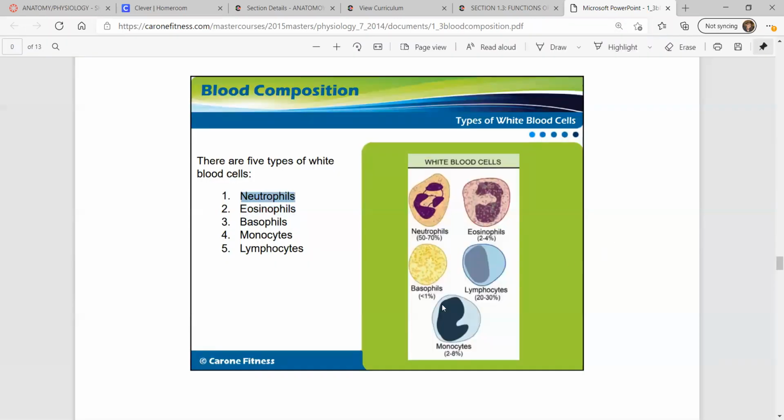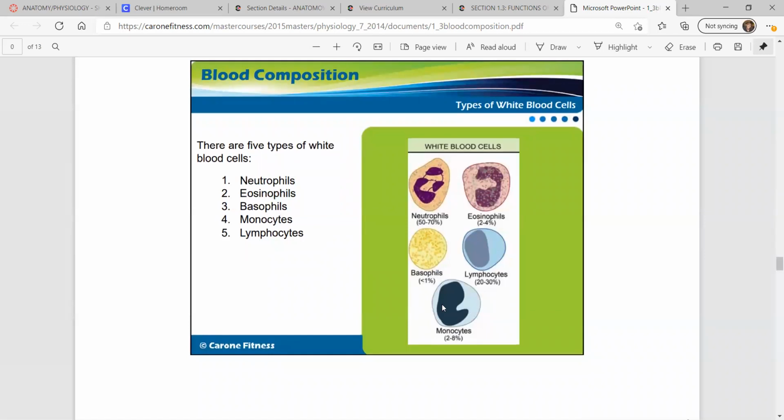Neutrophils, eosinophils, basophils, monocytes, and lymphocytes. You can see those here.